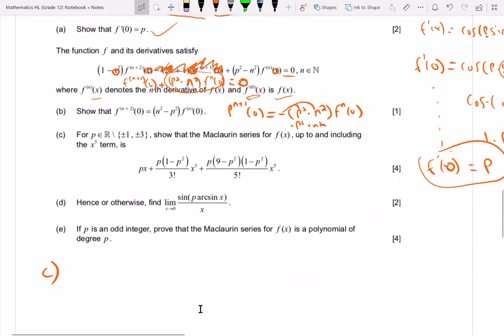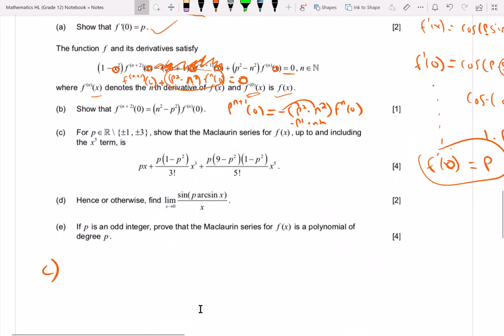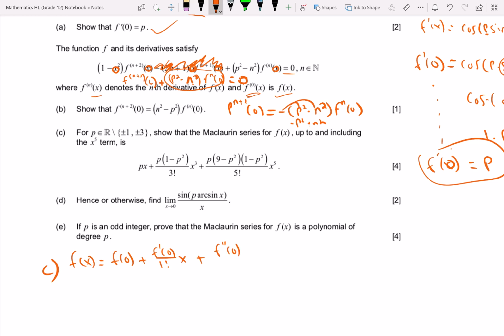Okay, so the next one is saying Maclaurin series. What you have to remember, the Maclaurin series is basically saying I can write any function, as long as I can find its derivatives, as the function evaluated at 0 plus the derivative evaluated at 0 over 1 factorial times x, plus the second derivative evaluated at 0 over 2 factorial times x squared, plus, in general, the nth derivative evaluated at 0 over n factorial times x to the n.